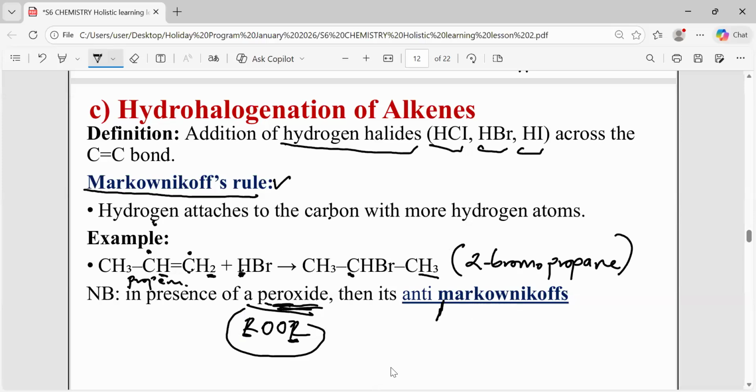We are going to do some practice items as we go through this. But as I said, this is what we're calling hydrohalogenation, or addition of halogenic acids, or addition of hydrogen halides.